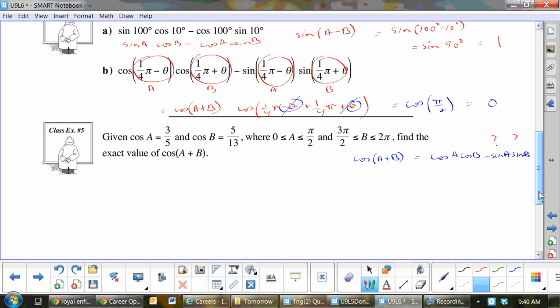But we're going to do some thinking. Let's talk about this one first. Okay. So I've got to be in the first quadrant, right? It says it's between 0 and pi over 2. And it's when cos A equals 3/5. Like, huh? What are we talking about?